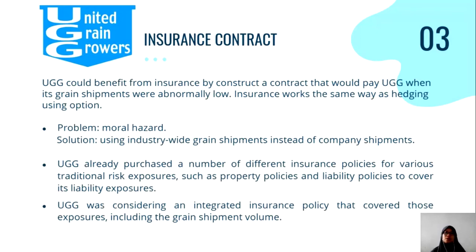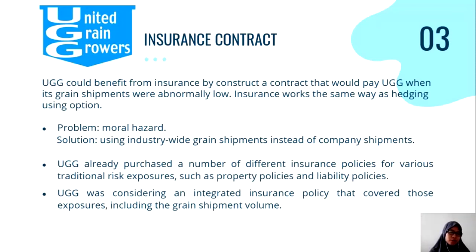Solution number three is insurance contract. The primary reason weather was important was because it affected UGG's grain shipment. UGG could benefit from insurance by constructing a contract that would pay UGG when its grain shipments were abnormally low. Insurance works the same way as hedging using options.